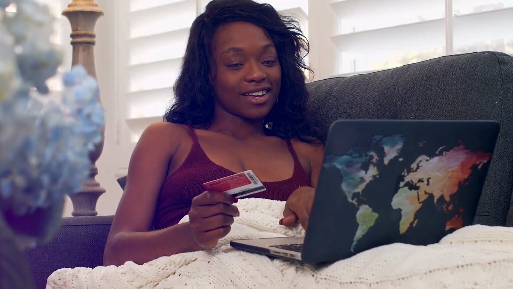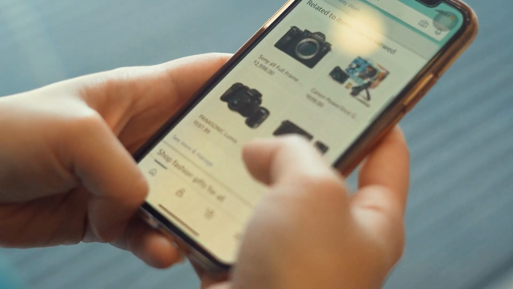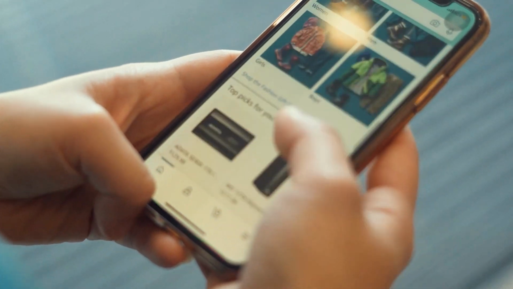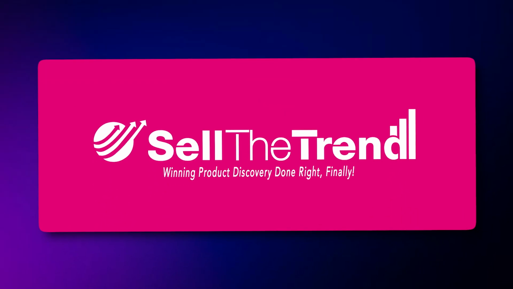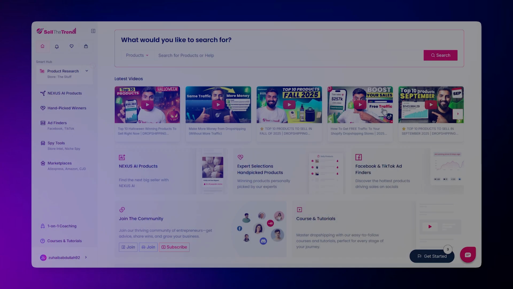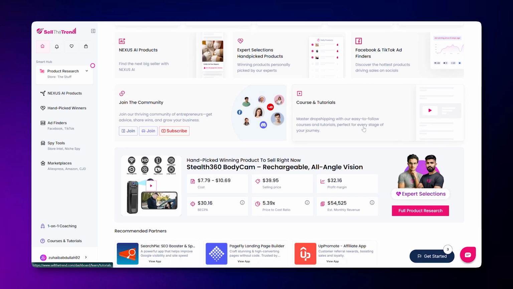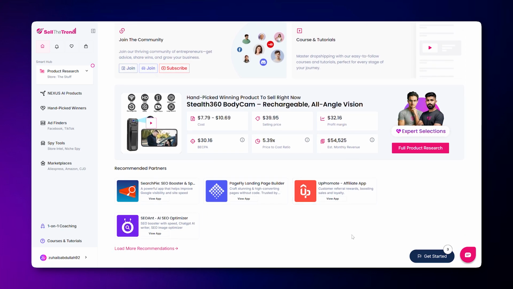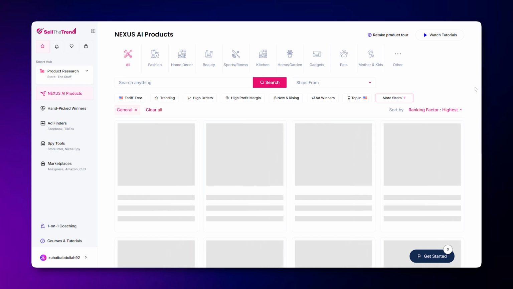money. The truth is, you don't need to gamble with your product choices anymore because there's a much smarter way to do it. This is where Sell the Trend's AI Product Finder comes in. Instead of manually searching through thousands of products, the AI tool analyzes huge amounts of data for you. It looks at what's trending across platforms, checks which items are already taking off, and then shows you products that have real potential to sell. This means you're not starting from scratch or relying on guesswork. You're starting with data-backed winners.